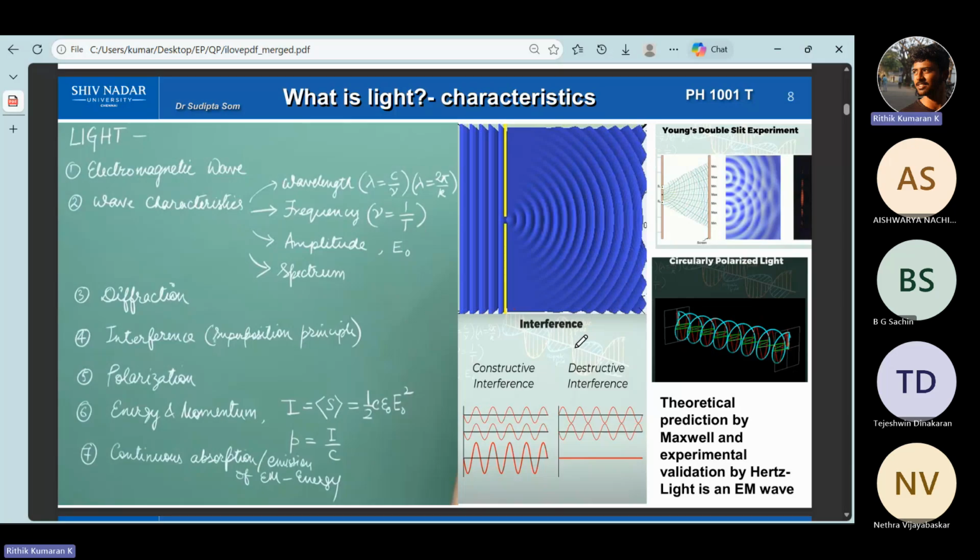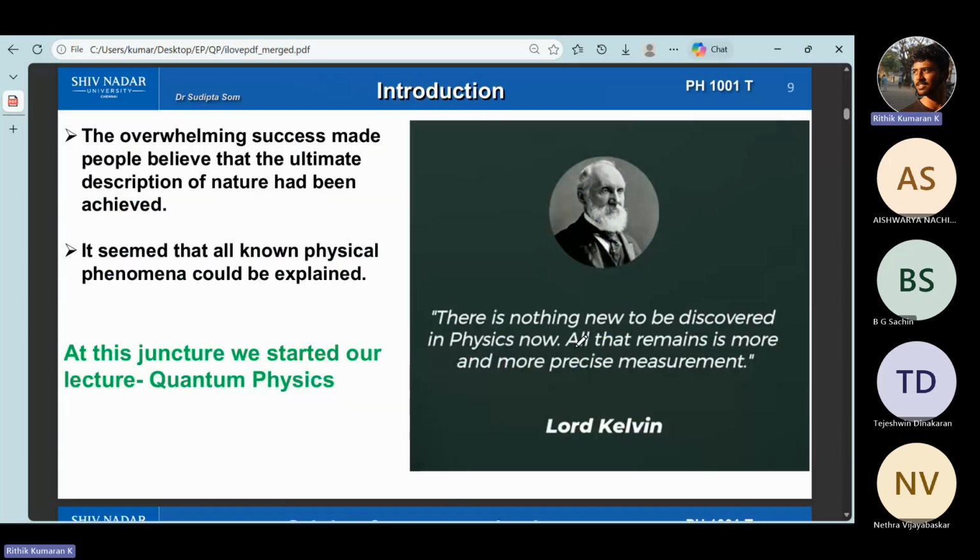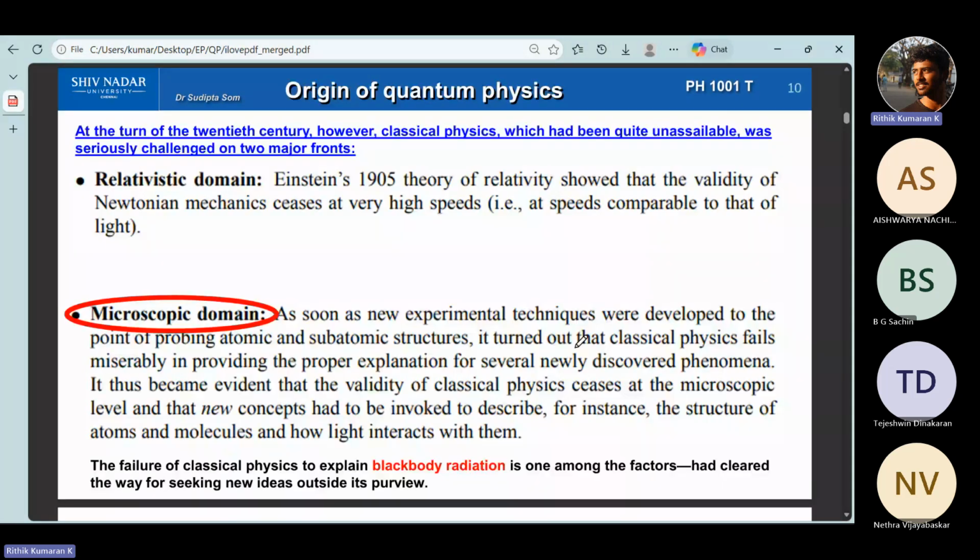Okay, I will proceed to the next. This is just an introduction. This all states that physics has discovered everything, there's nothing new, as Lord Kelvin would say at the time. But eventually after that, quantum physics evolved and came out. So coming on to it, we have all studied classical physics, right?